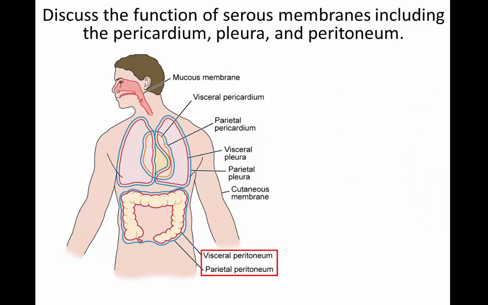We can look at the last layer here, which is the peritoneum. The peritoneum is referring to surrounding the abdominal pelvic organs. Again, we have the visceral peritoneum and parietal peritoneum, because the visceral peritoneum surrounds all the organs within the abdominal pelvic cavity, and the parietal peritoneum surrounds or is further away from those organs and is up against the abdominal pelvic cavity on the inside of the body.